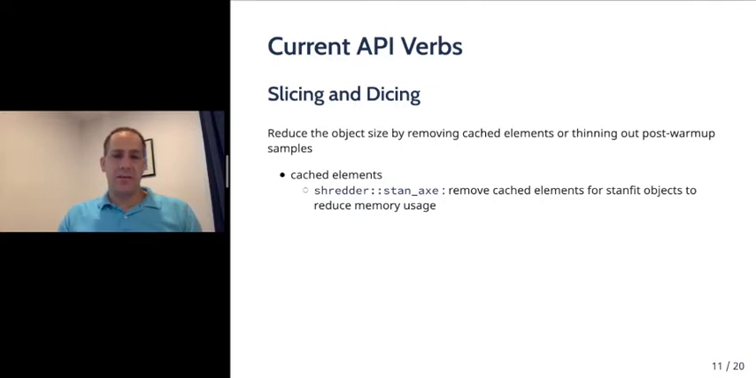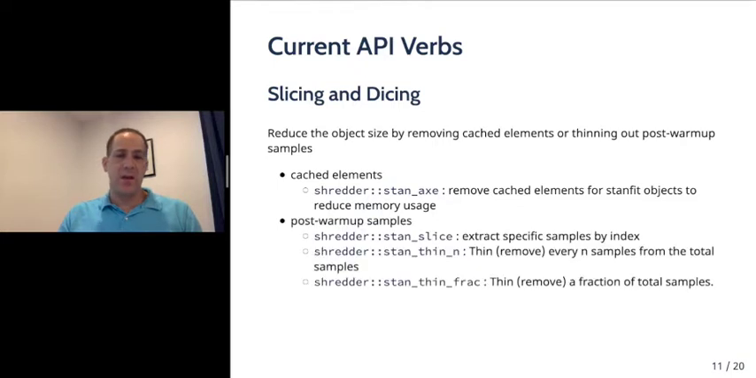Reducing the object size is also very important through removing cached elements, which I'll show in the next slide more specifically through stanx. And thinning out or slicing the post-warmup samples, you can extract specific indices that may be problematic in your interrogation. Or if you're testing out different toy post-processing functions, you can thin out the full post-warmup samples and test things with smaller subsets of the fit object.